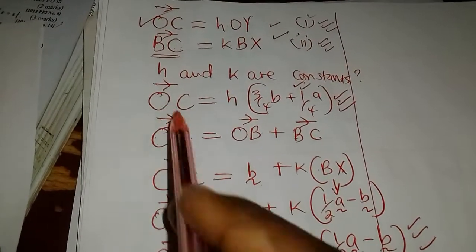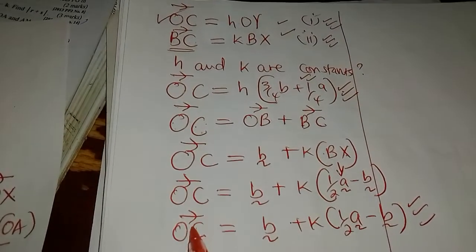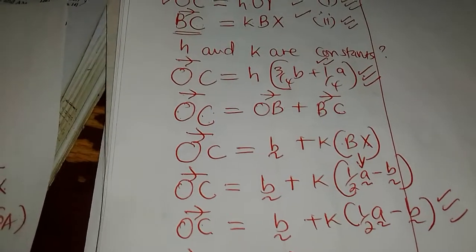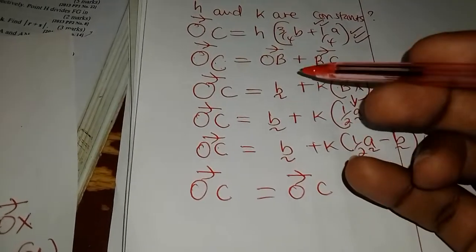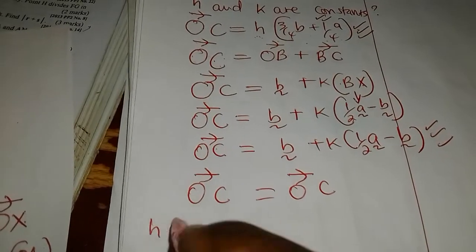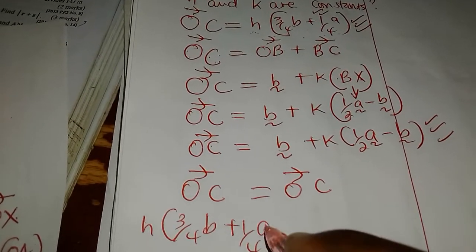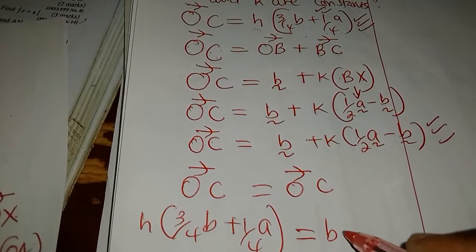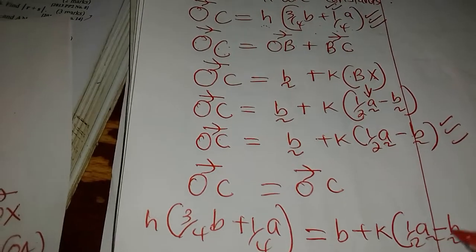Now, this was our first OC, this is our second OC. Obviously, OC must be equal to OC. So I'll pick the first OC, which is here: H into 3 over 4b plus a quarter a, close the bracket, is equal to the second OC, b plus k into a half a minus b vector.